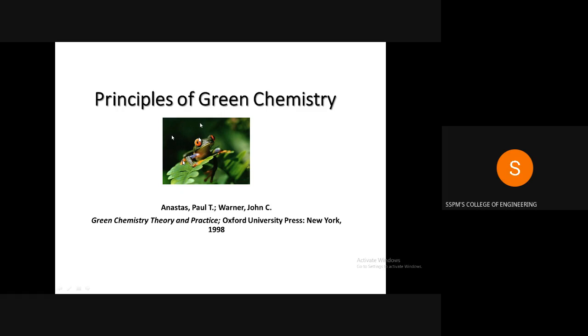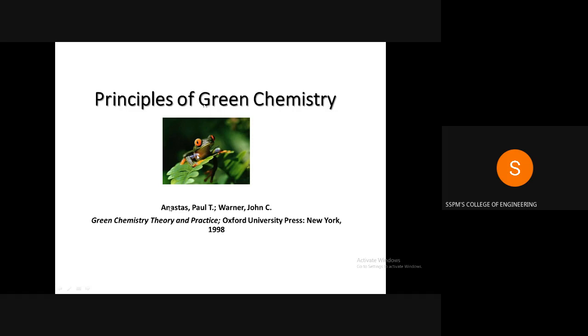And after that, eight years later, in 1998, Paul Anastas and John Warner introduced the principles of green chemistry. So who invented the principles of green chemistry? The answer is Paul Anastas. So remember this point: Paul Anastas and John Warner. There are 12 principles of green chemistry, which are very important.